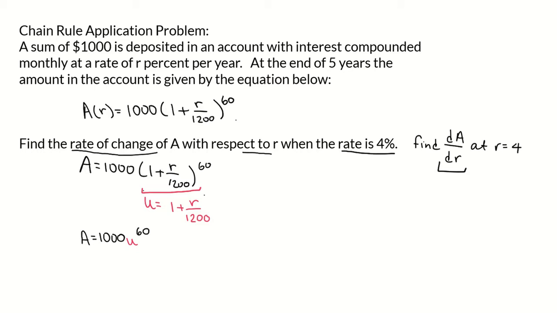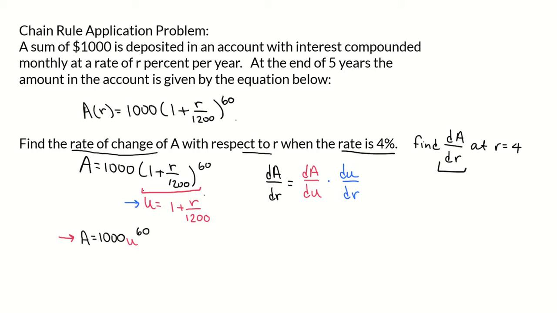And then when we find dA dr, now we have an equation in terms of u, so dA dr is going to be equal to two different pieces. First, dA du, that means this equation differentiated with respect to u, and then multiplied by du dr. So that's going to be this equation differentiated with respect to the variable r.